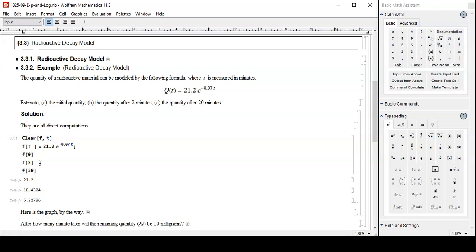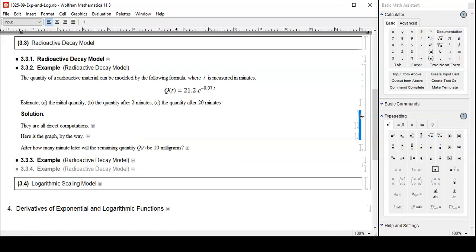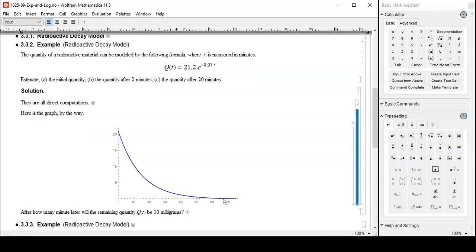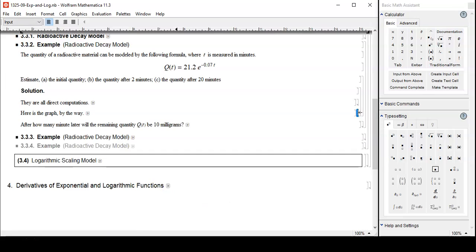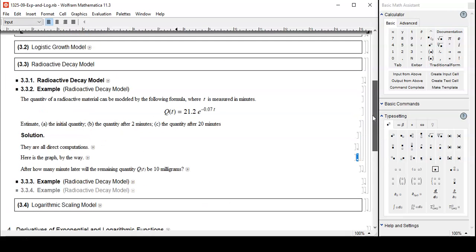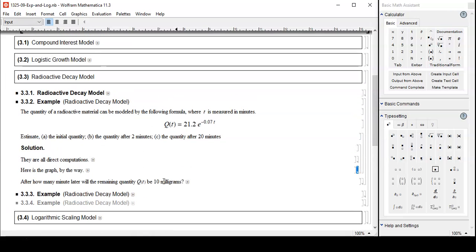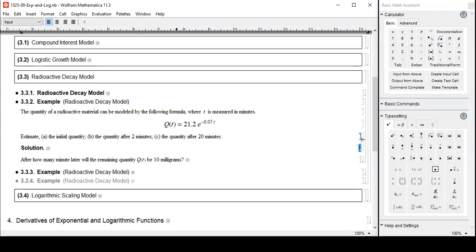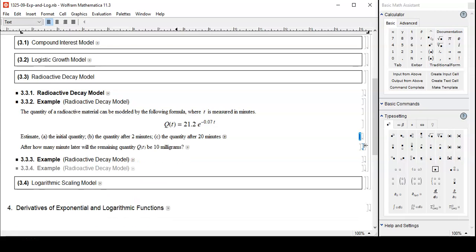And then 2 minutes later, 18.4. And then 20 minutes later, 5.22 something. And then here's a graph going down like this. How many minutes later will the remaining quantity be 10 milligrams? Okay, I must be using milligrams for the weight units. Sorry about that. I should have specified in advance.